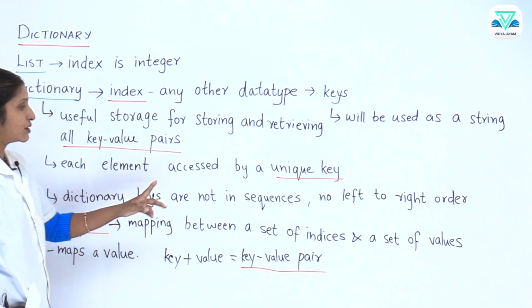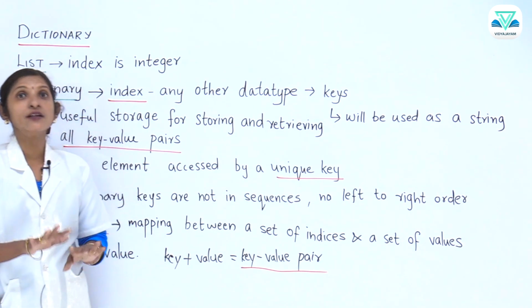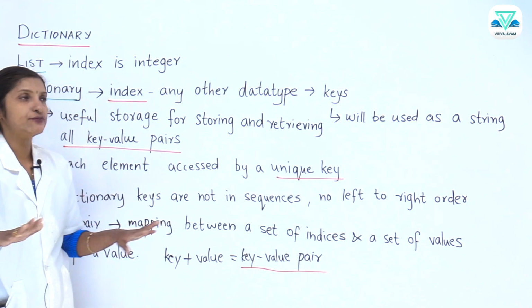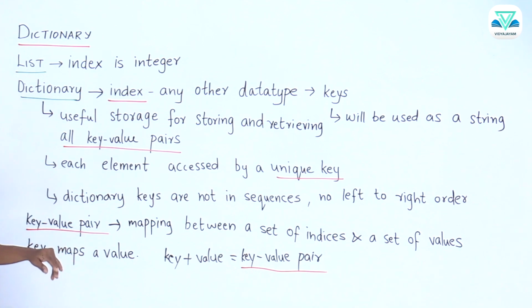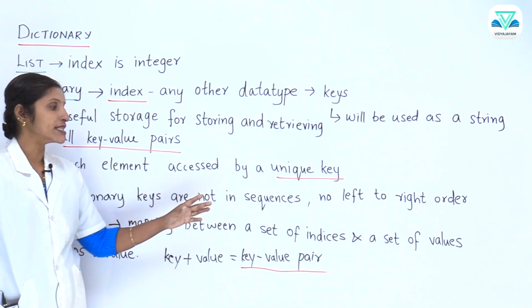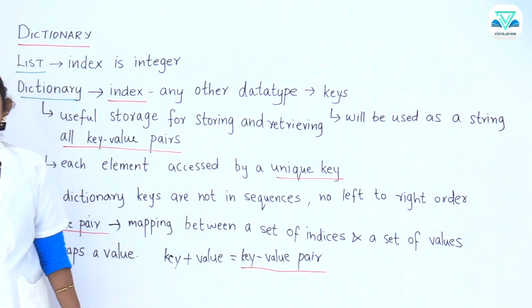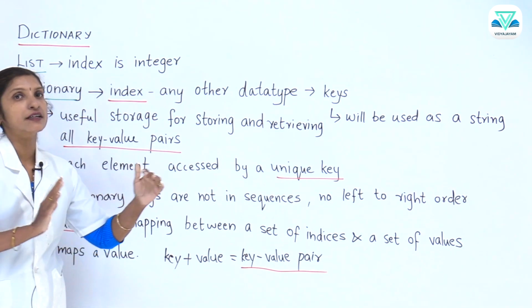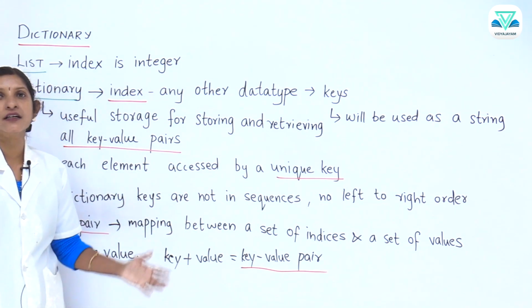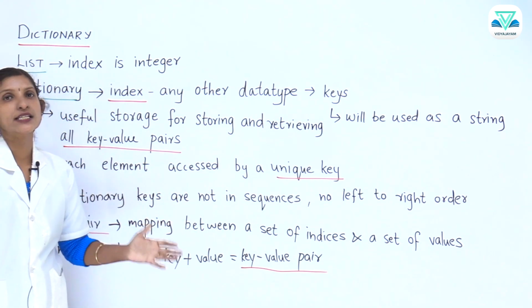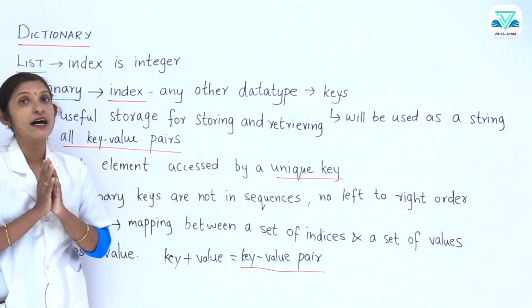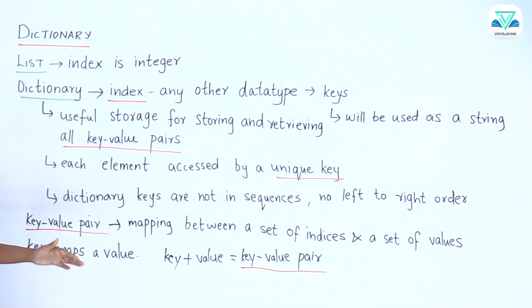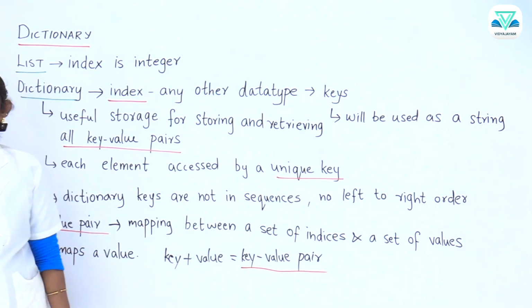Dictionary keys are not in sequences. It is not given in any order. No left to right order is maintained. Key value pair is a mapping between a set of indices and a set of values. There will be an index as well as a value. These set of values and set of indices are taken together and that comes under key value pair.